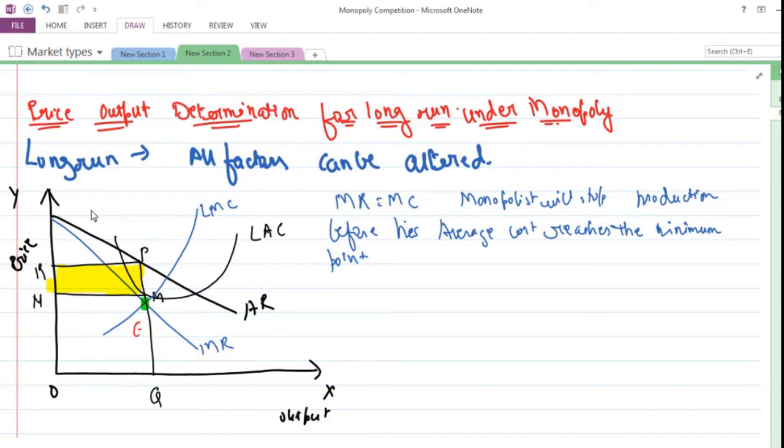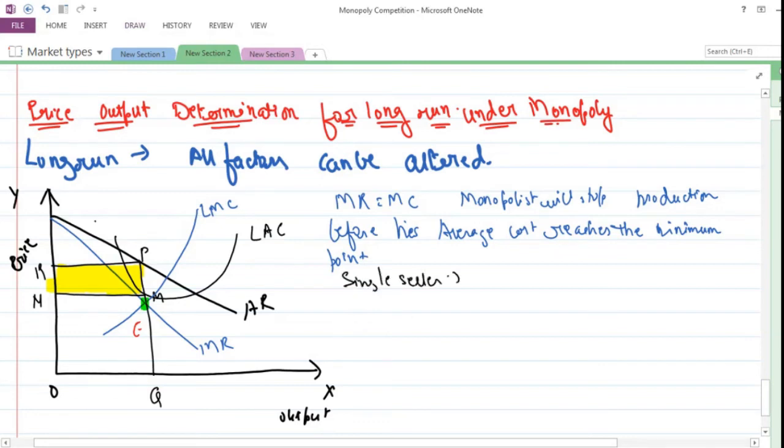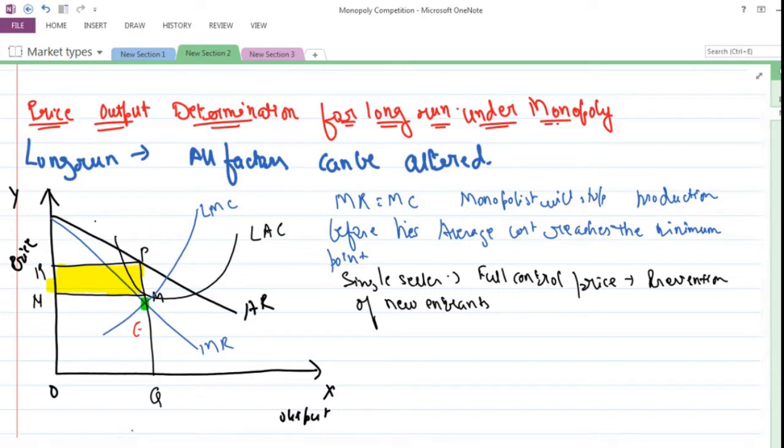Because a single seller has complete control over supply, he can successfully prevent the entry and exit of firms, the entry of new firms into the market. Single seller, full control of price, prevention of new entrants. Why? Because when new companies are trying to enter, he reduces his price to that extent that the new companies might not find it feasible to enter into the market.